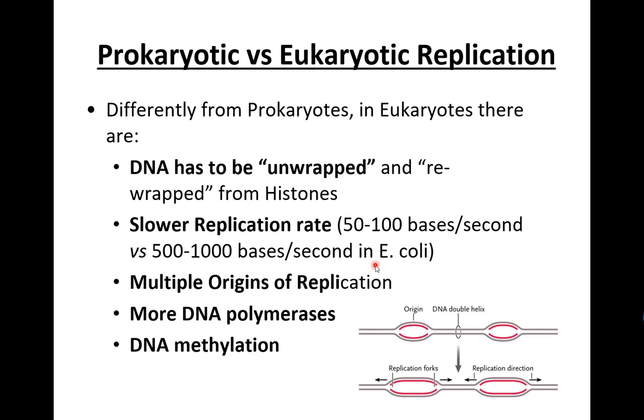Second thing, the process is slower in eukaryotes compared to prokaryotes, about 10 times slower. If you get something like 500 to 1,000 base pairs per second in a bacterium like Escherichia coli, or E. coli, you get something like 50 to 100 bases per second in eukaryotic cells, so roughly 10 times slower. Other thing, eukaryotes have multiple, longer chromosomes, so they don't rely on a single origin of replication, but they have multiple of them. I already mentioned that when we talked about the unwinding of the DNA. Also, there are many more DNA polymerases in eukaryotes compared to prokaryotes. I have a couple of slides coming up about that, and also about the way that DNA methylation is done.